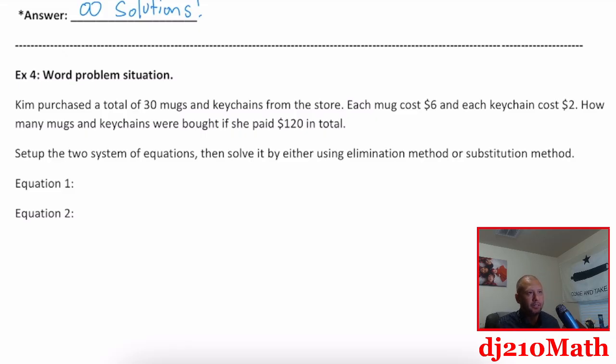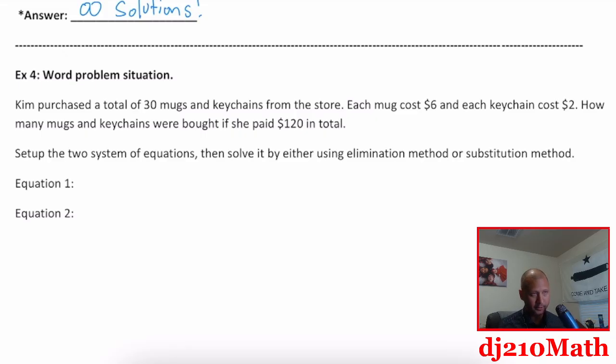All right, so Kim purchased a total of 30 mugs and keychains from the store. Each mug costs $6 each. Each keychain costs $2 each. How many mugs and keychains were bought if she paid $120 in total? All right, so we set up 2 systems of equations and then solve it by using either method that we just went over.